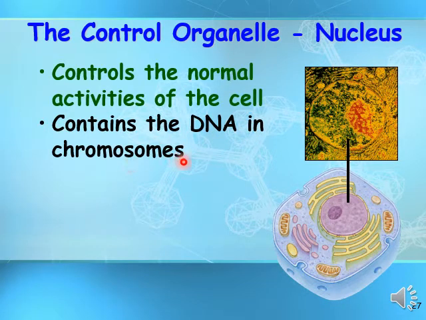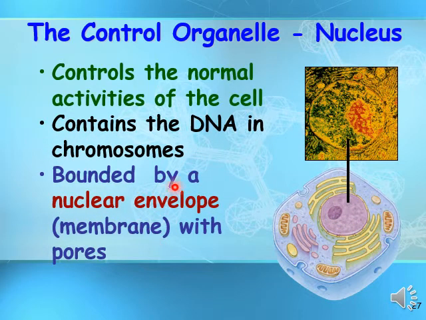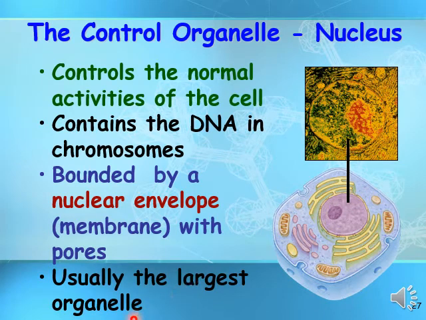Chromosomes are found here in the nucleus. They are bound by a nuclear envelope. The nuclear membrane contains many pores. The nucleus is usually the largest organelle of the cell.